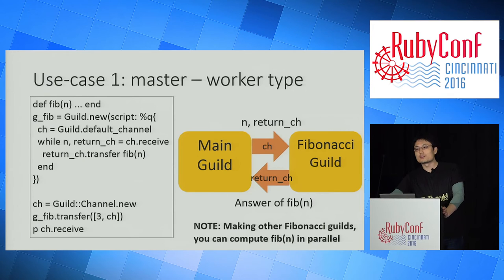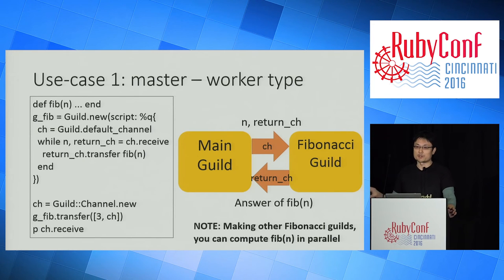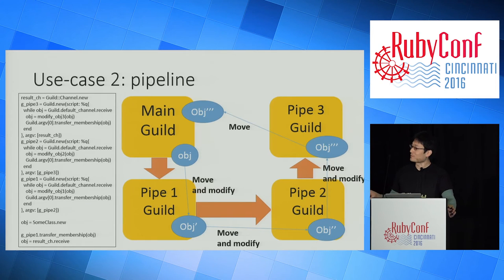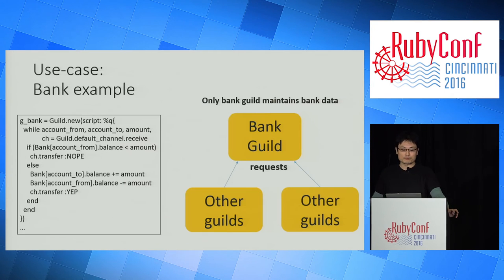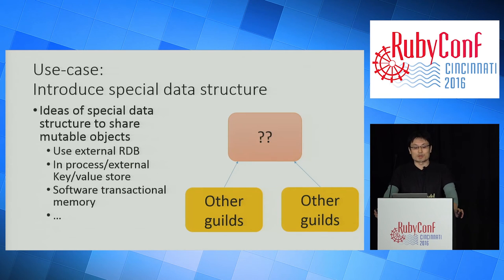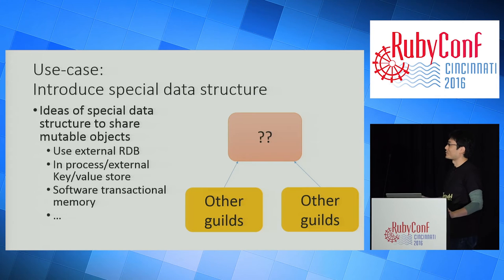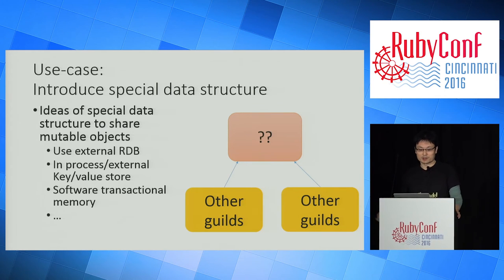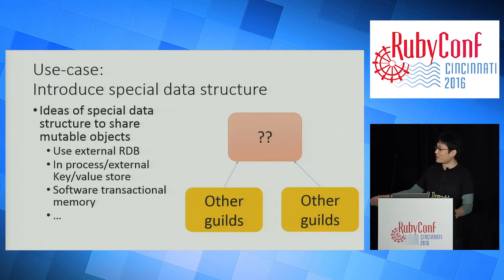With guilds, we can make master-worker type applications, and also pipeline-based applications. Each guild can run in parallel and move objects between the guilds. And also we can make a bank example like that. Also, if you want more performance, we can use some special data structures. You can use an external database or external key-value store, or introduce some software transactional memory special objects.